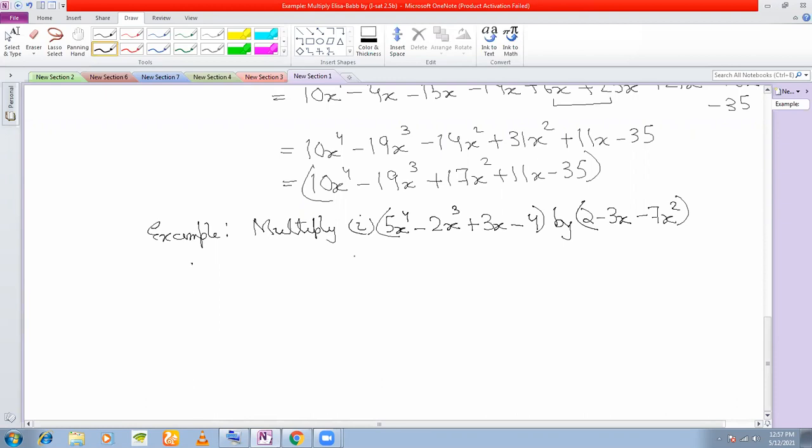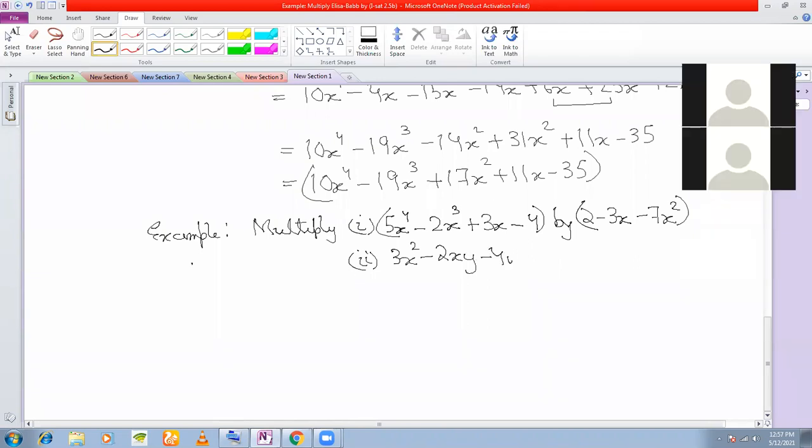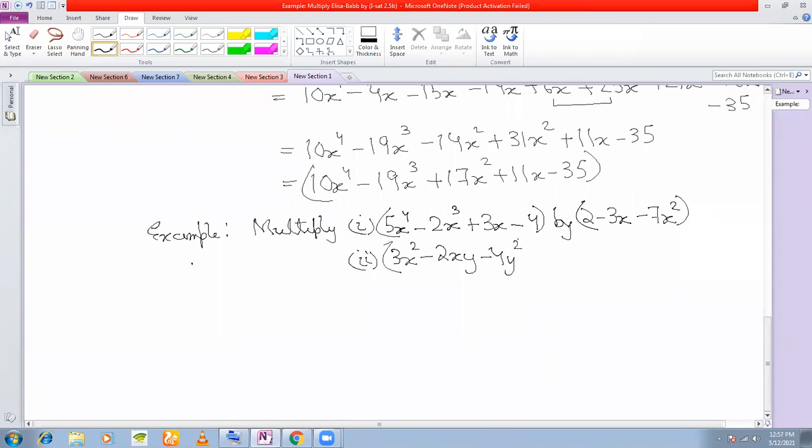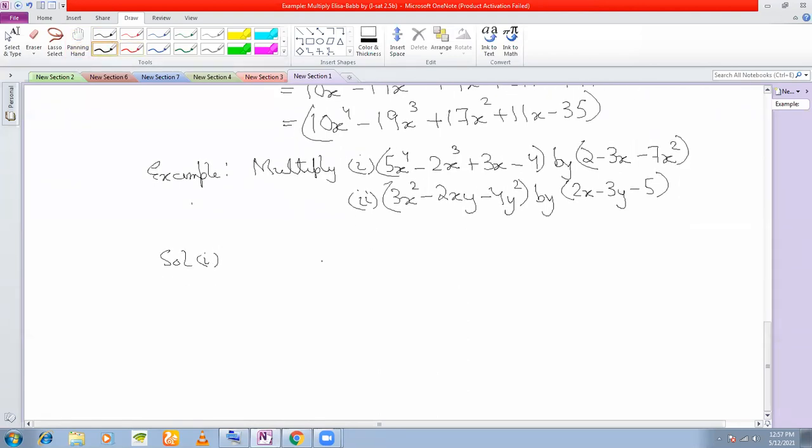Okay. And the second one is, two questions are there, which is 3x square minus 2xy minus 4y square by 2x minus 3y minus 5. Okay, so these two. Let us start with the first one. In the first one, you have to multiply these two. So you write in the proper order.